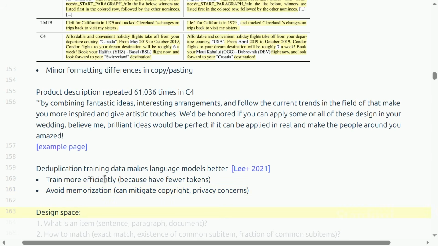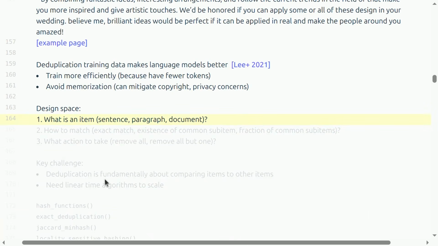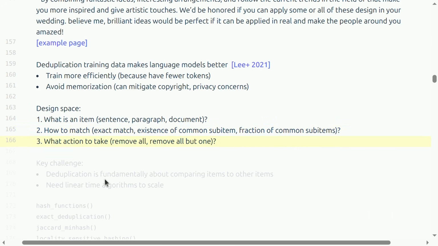Okay, so how do we dedupe? Here's the design space to think about. First of all, what are the items that you're deduping? Do you do it at the sentence level, the paragraph level, or the document level? How do you determine a match? Is it exact match? Is it existence of a common sub-item? Is it the fraction of common sub-items for near deduplication? And then once you've found a duplicate between two pages, what do you do? Do you remove all the instances, or do you remove all but one?